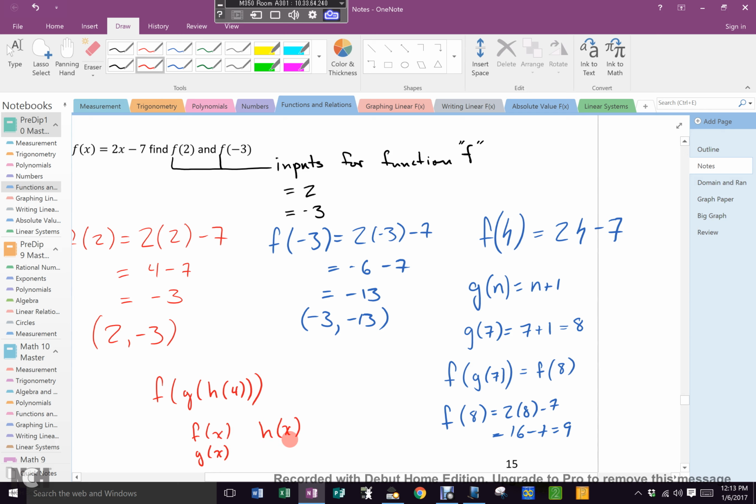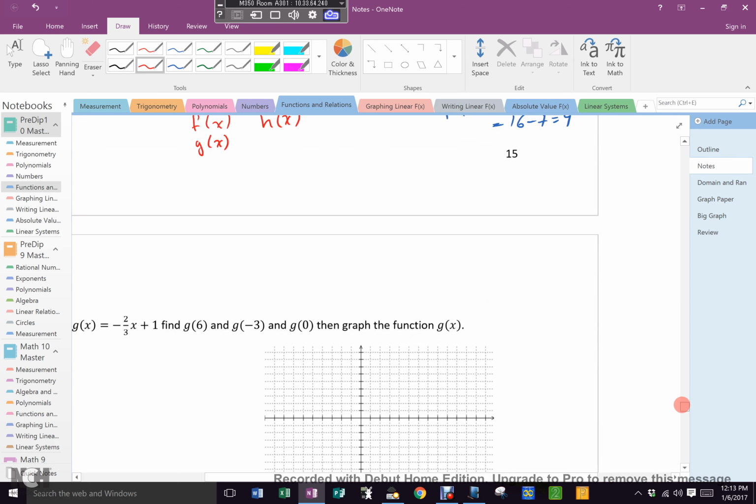Where would you start, f, g, or h? H. And then you could do it, right? Because once you had the h of 4, where would you then put this answer? Into g. And once you had that, where would you put that answer? Into f. Can everybody do it? It's just substitution, right? It's all it is. Just got a new fancy looking name. Got it? Okay, let's turn the page over and let's do something with it.